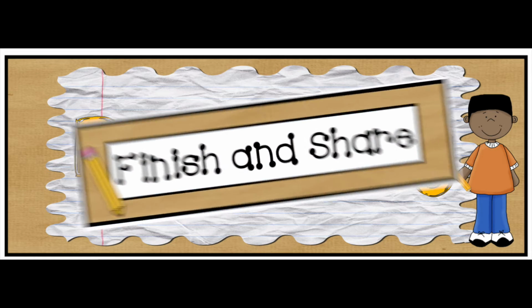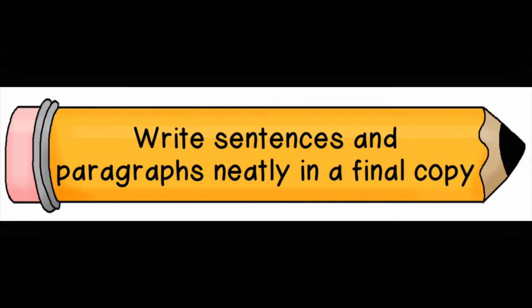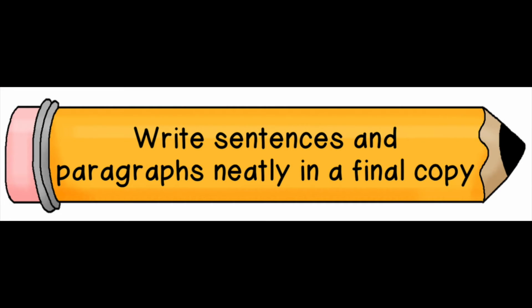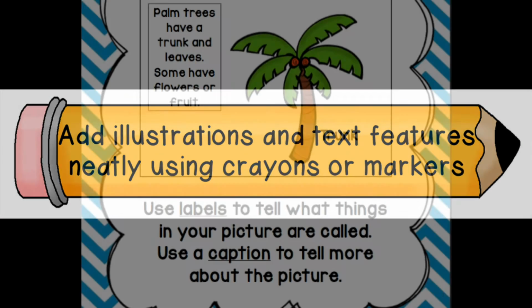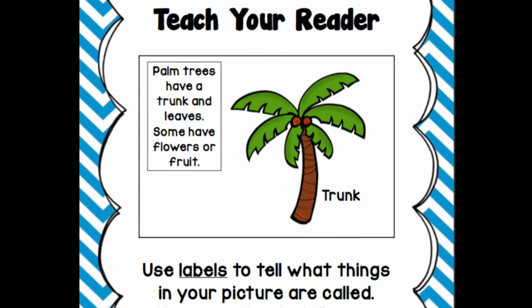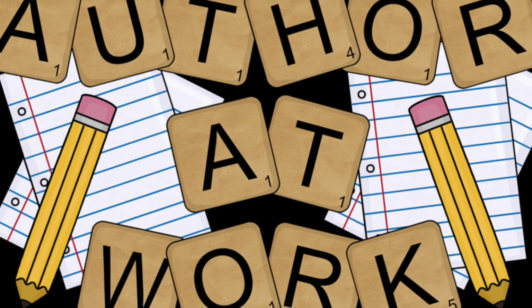This is where we finish and share our work. For your final copy, make sure to write sentences and paragraphs neatly. Also, you can add illustrations or text features using crayons or markers. Here's an example of an illustration with the text feature. Now, let's get started.